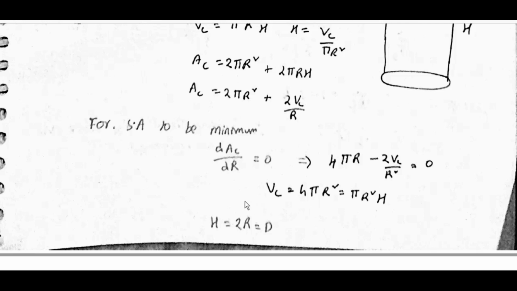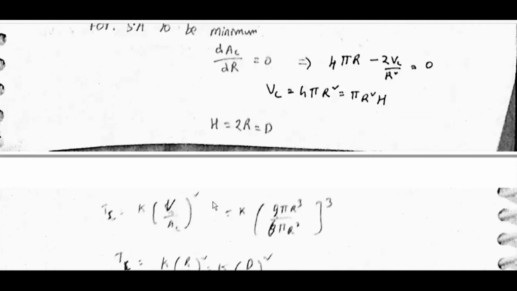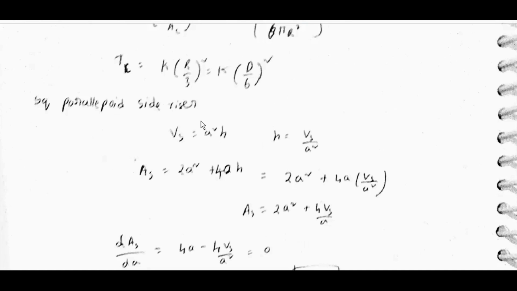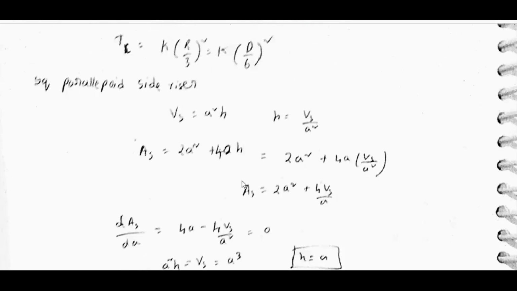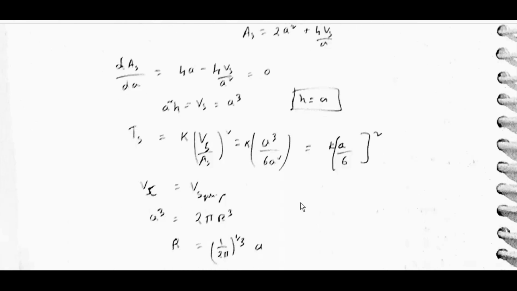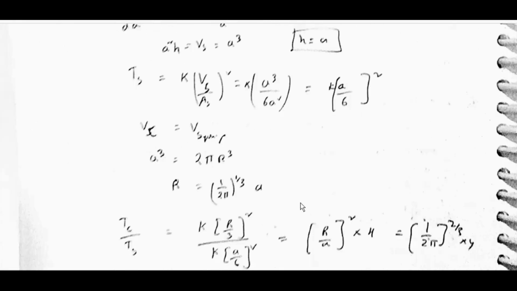So h is equal to 2r is equal to d for the side riser. Tc is equal to K into V by A whole square. Finally, Tc is equal to K into d by 6 whole square. For the square parallelopiped side riser, Vs is equal to a square h, so h is equal to Vs by a square. As is equal to 2a square plus 4ah. dAs by da is equal to 0. Then we will get h is equal to a. Ts is equal to K into a by 6 whole square.